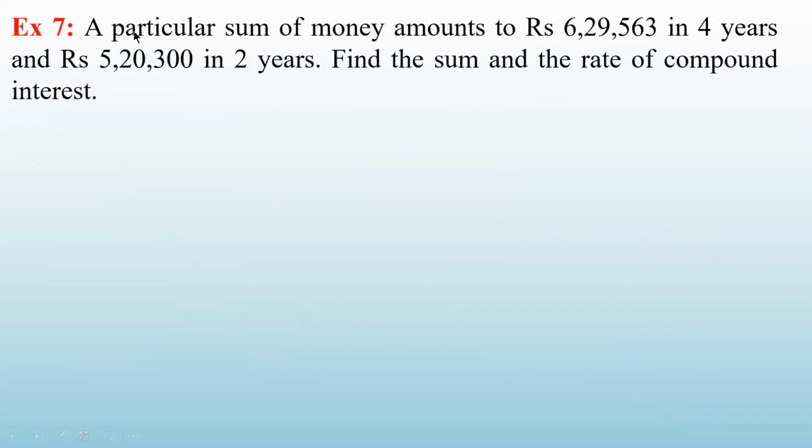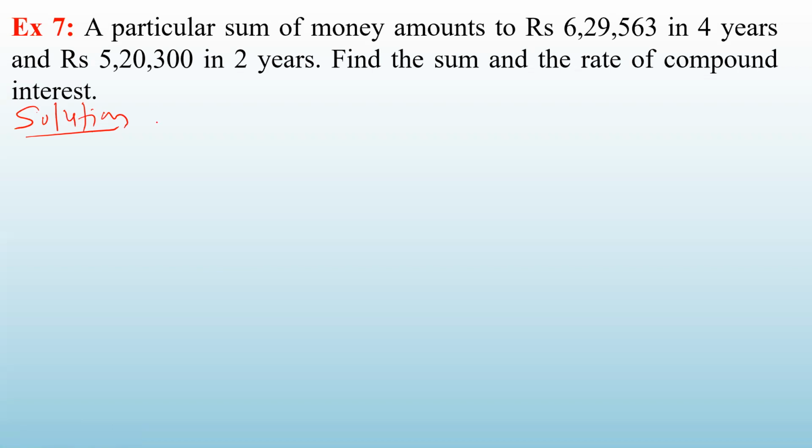Okay. A particular sum of money amounts to rupees 6,29,563 in 4 years and rupees 5,20,300 in 2 years. Find the sum and the rate of compound interest. See, here there are 2 types of amounts. A particular principal amounts to this much in 4 years and this much in 2 years. So there are 2 amounts here. Okay, and you have to find out the sum and the rate of compound interest. So how will you solve this problem?